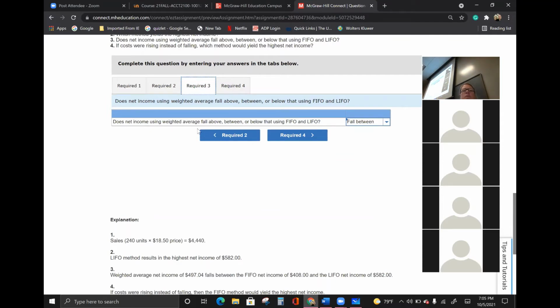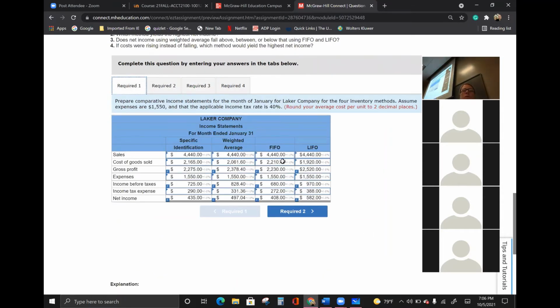Does net income using weighted average fall above, between, or below FIFO and LIFO? So we're looking at average 497. It should fall between. So we have FIFO at 408 and LIFO at 582. So it falls in between.